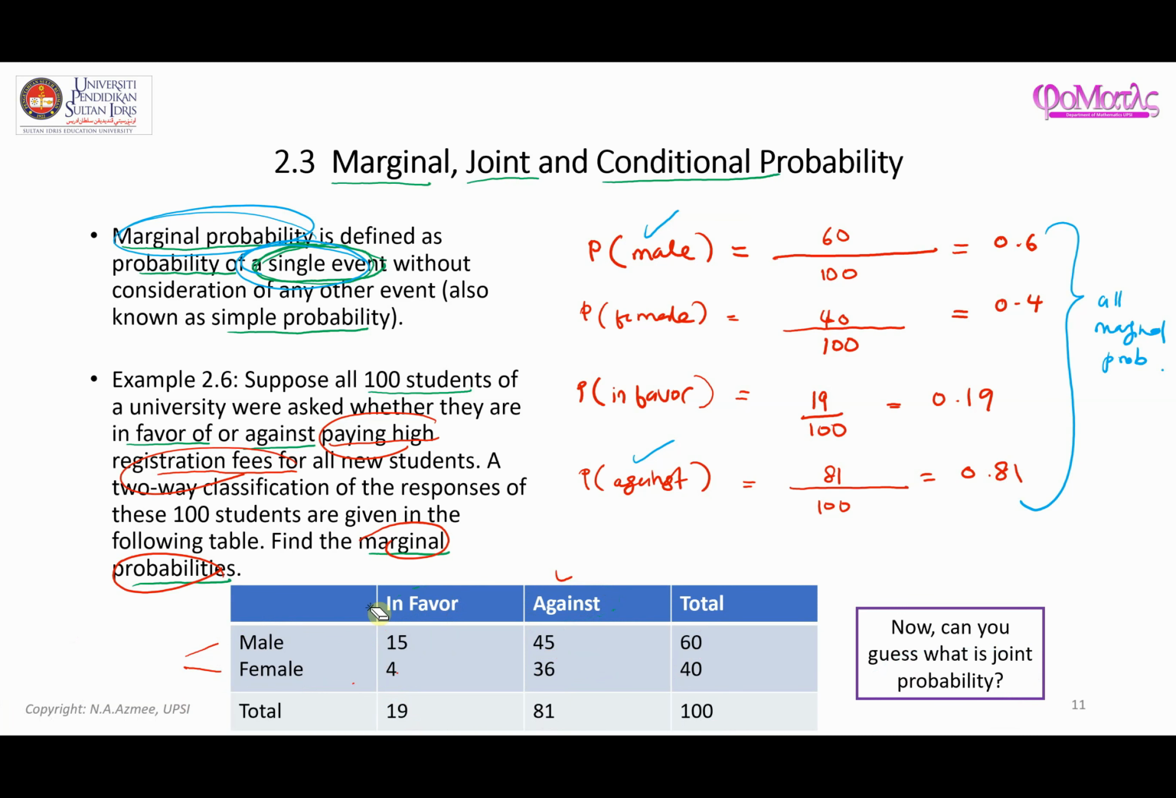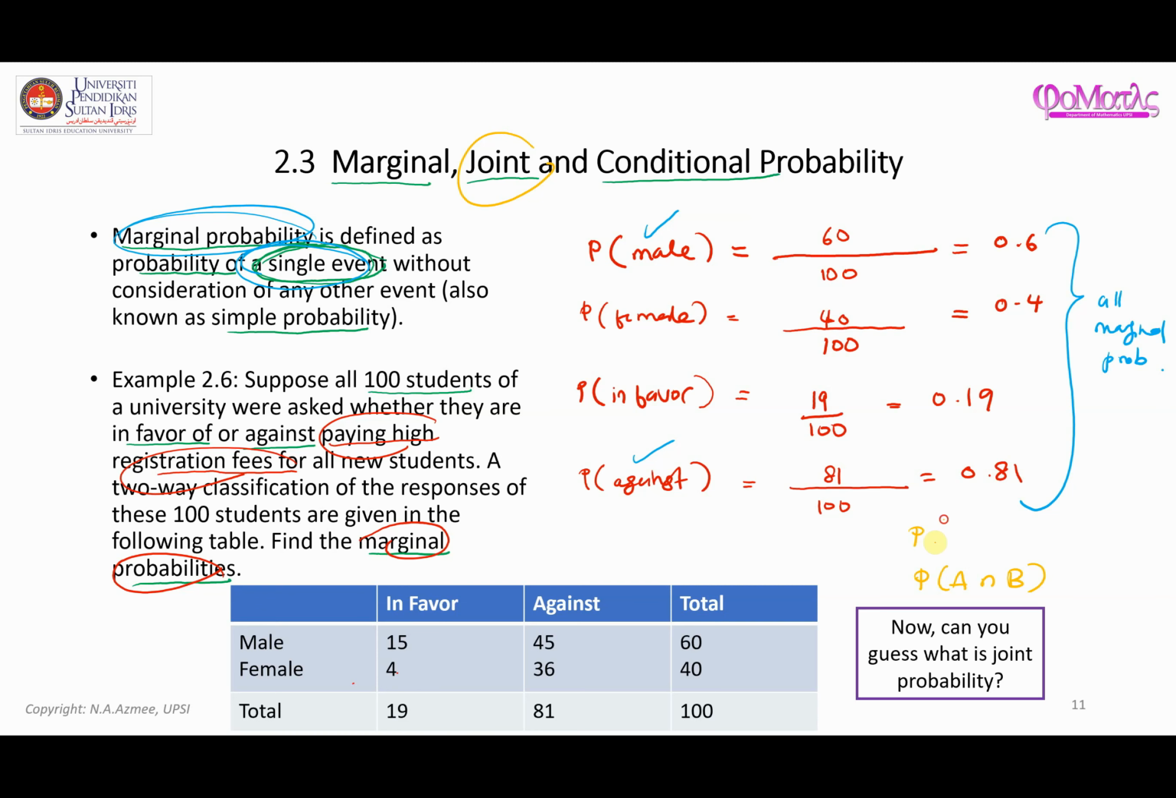So in this case, joint probability is something where you have two or more events together. For example, probability of A and B together. So this is a joint probability. That means it happens together, joint. You can also have more than two events.